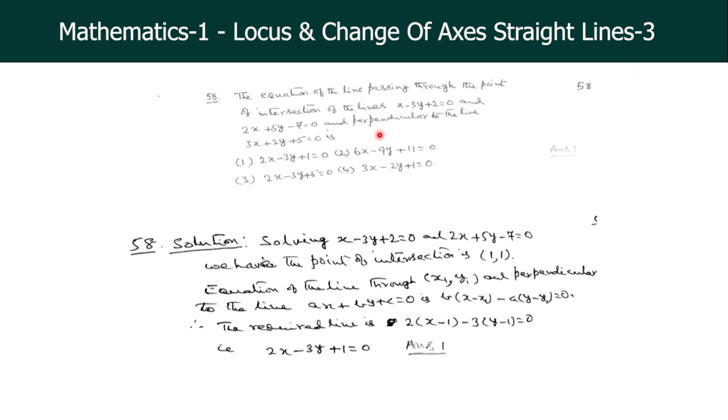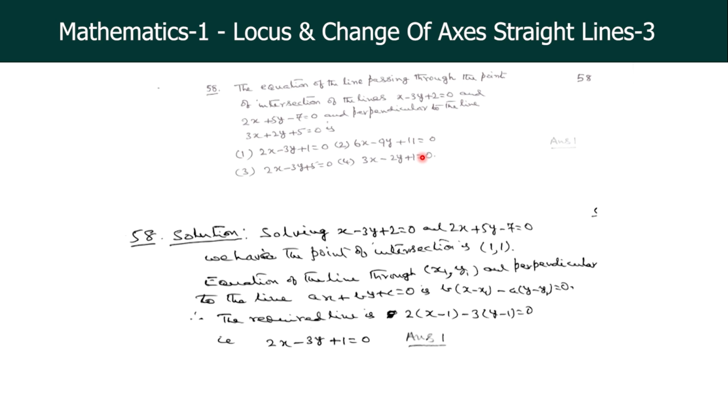Next, 58. The equation of the line passing through the point of intersection of the lines x - 3y + 2 = 0 and 2x + 5y - 7 = 0 and perpendicular to the line 3x + 2y + 5 = 0 is: 1, 2x - 3y + 1 = 0; 2, 6x - 9y + 11 = 0; 3, 2x - 3y + 6 = 0; 4, 3x - 2y + 1 = 0.